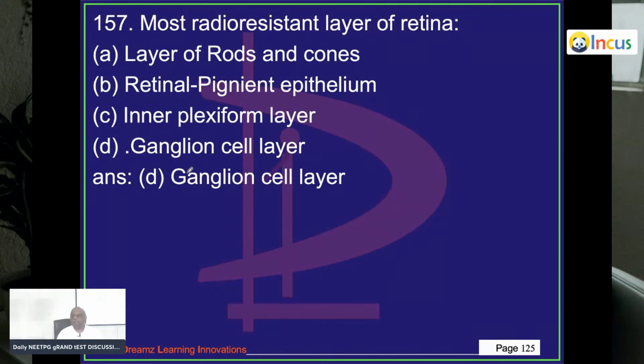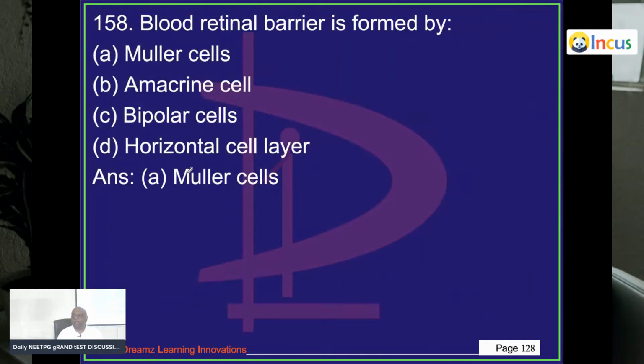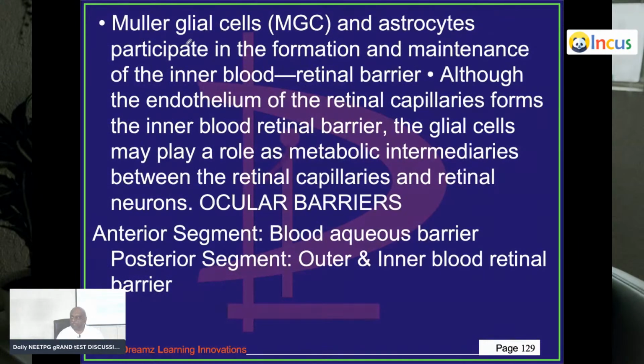The most radio-resistant layer of the retina is the ganglion cell layer. The blood-brain barrier is like the blood-retinal barrier. Muller's glial cells and astrocytes participate in this barrier.